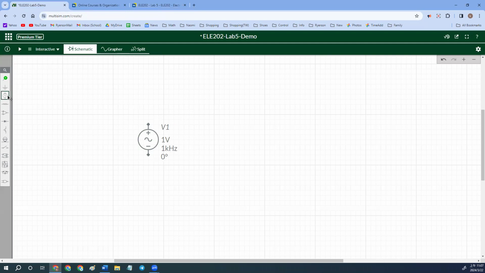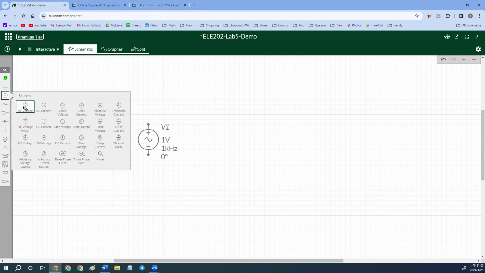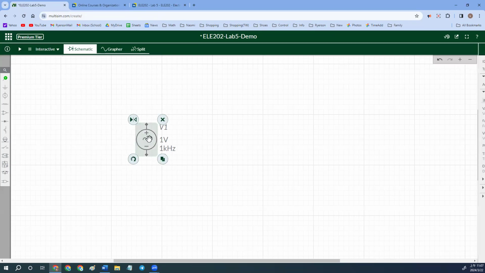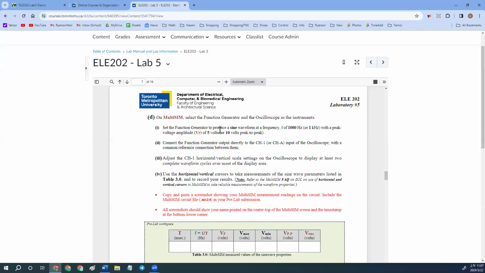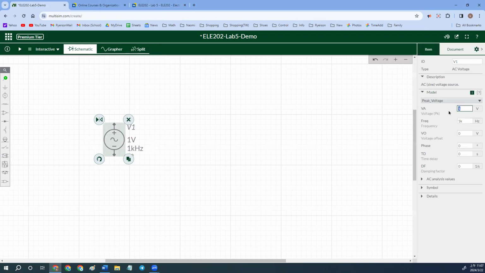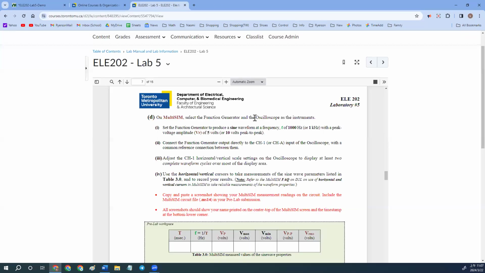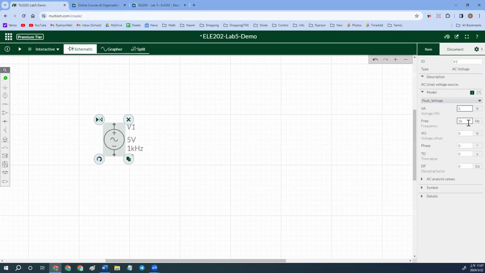Okay, so first of all, you go to the source and click the AC voltage. So you've got AC voltage here. For the peak voltage, go back to the lab and read carefully. It's a peak voltage of 5 volts, so we change this number to 5 volts. Now the frequency is 1000 hertz. The default value for Multisim Live is 1000, so it's 1K.